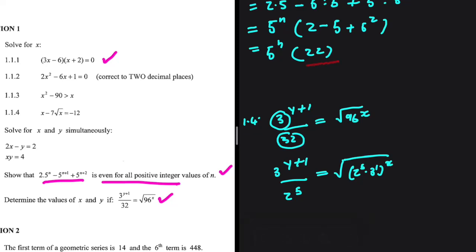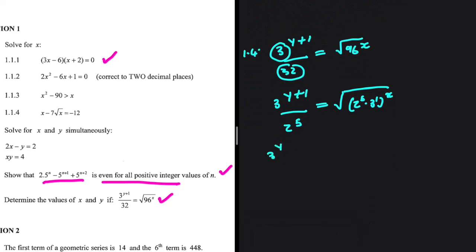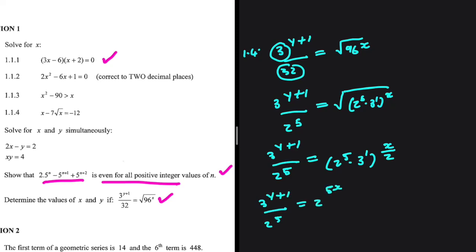Let's get rid of the square root on the right hand side. We're going to have 3 to the y plus 1 divided by 2 to the power of 5. We don't have to necessarily square both sides. We can just say that 2 to the power 5 multiplied by 3 to the power 1, to the power x divided by 2. And just like that, we have gotten rid of the square root. So 3 to the power y plus 1 divided by 2 to the power 5 will be equal to 2 to the power 5x divided by 2 multiplied by 3 to the power x divided by 2.